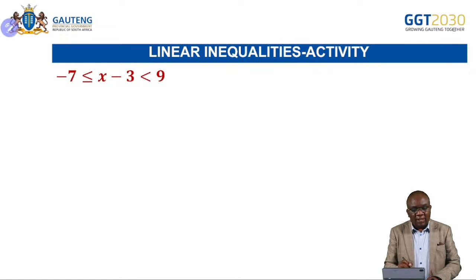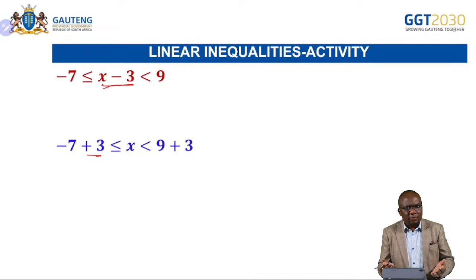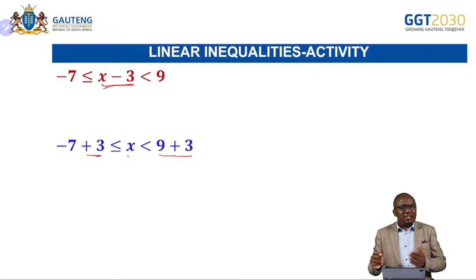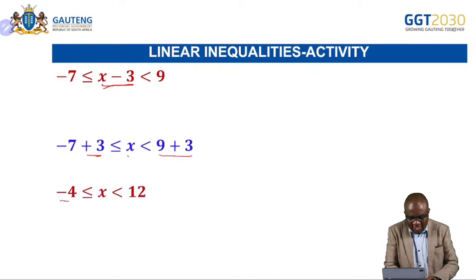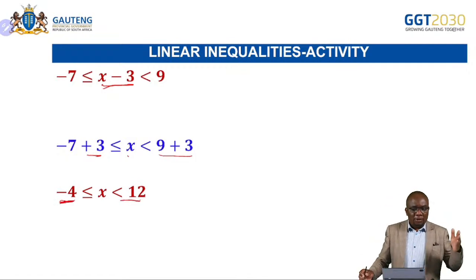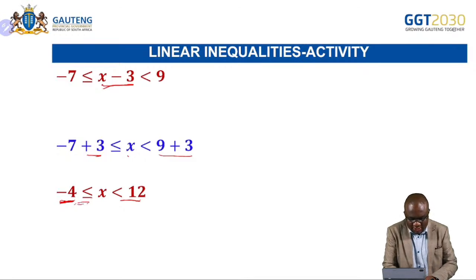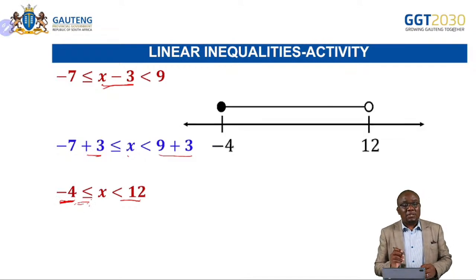So it's going to be -7 plus 3, and then x minus 3 plus 3, minus 3 plus 3 is 0, you remain with x, and then 9 plus 3. You see we have added 3 everywhere. And then x is between -4 and 12. This is an interval. This is an interval. Your x is between -4 and 12. And -4 is included because x is greater than or equals to -4, or -4 is less than or equals to x. So now for -4, it has to be shaded because it is included.